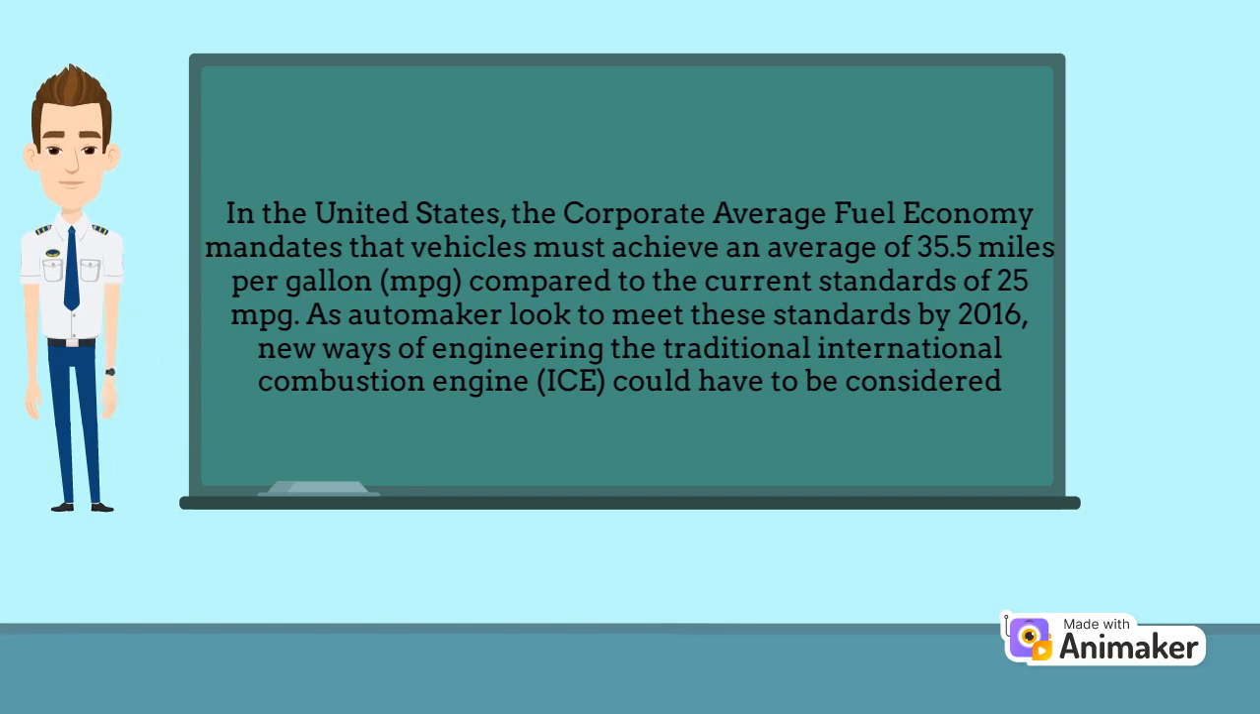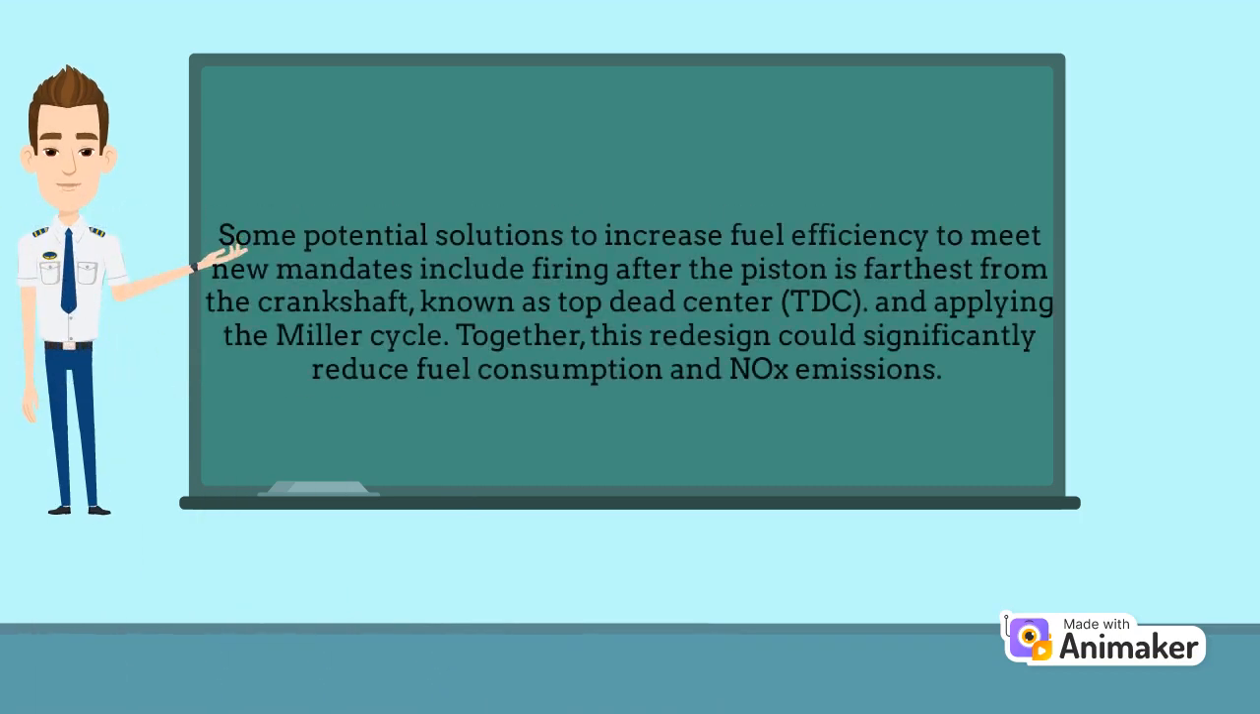As automakers look to meet these standards by 2016, new ways of engineering the traditional internal combustion engine, ICE, could have to be considered. Some potential solutions to increase fuel efficiency to meet new mandates include firing after the piston is farthest from the crankshaft, known as top dead center, TDC, and applying the Miller cycle. Together, this redesign could significantly reduce fuel consumption and knock.